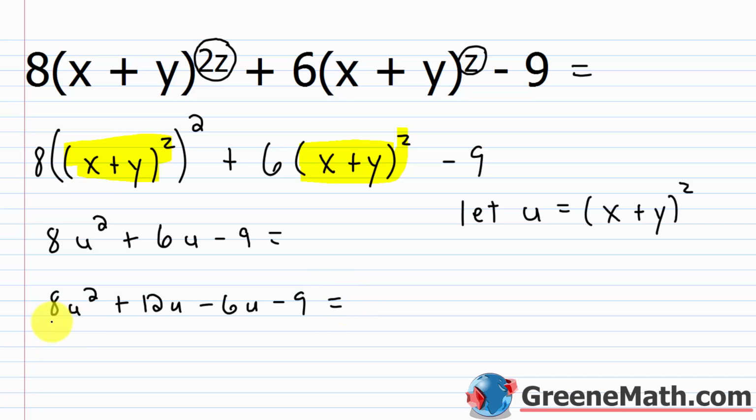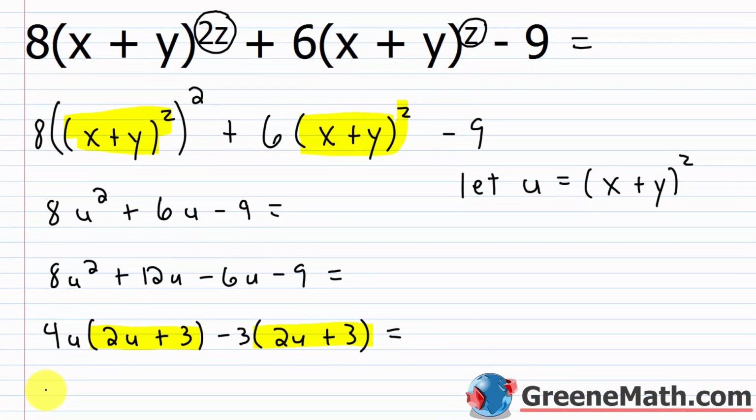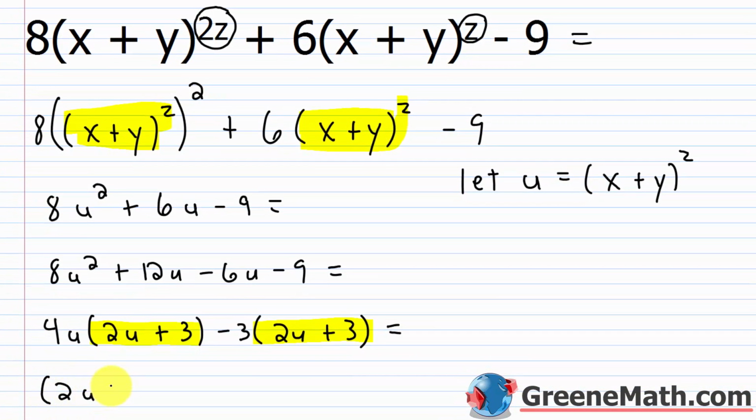In the first group, I can pull out a 4u. That leaves me with 2u plus 3. Over here, I can pull out a negative 3, which leaves me with 2u plus 3. So we have a common binomial factor of 2u plus 3. I'm going to factor that out, which gives me the quantity 2u plus 3 multiplied by the quantity 4u minus 3.